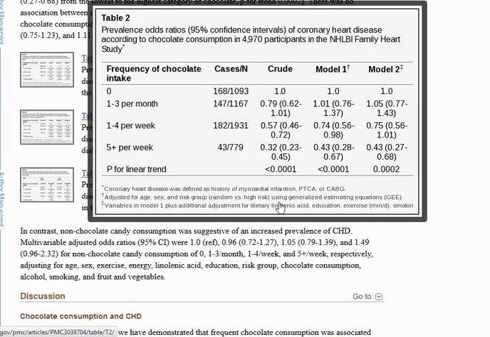So very quickly I can see that this is compared to no chocolate intake, which is 0, which is standardized at 1, and at 1.3 per month the crude is protective. So 0.79 basically indicates a protective effect, but it is not statistically significant as this crosses the line of no effect, which was 1.